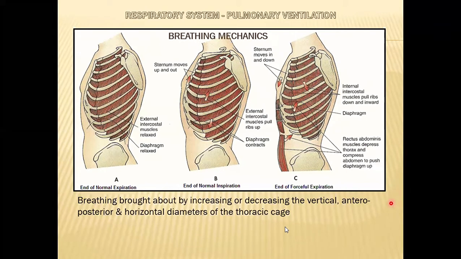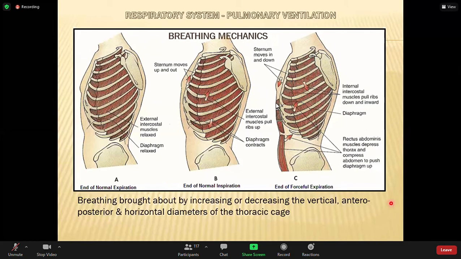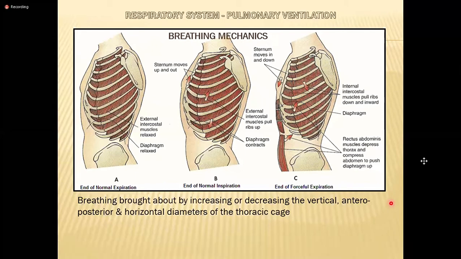So this is breathing brought about by increasing or decreasing the vertical, the anteroposterior, and the horizontal diameters of the thoracic cage. So breathing is more of the interplay of the respiratory muscles.